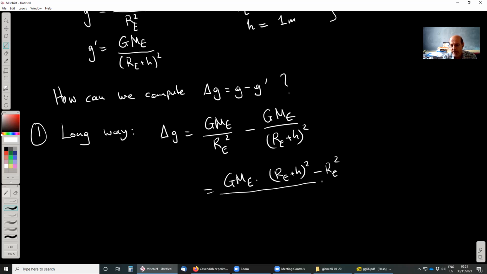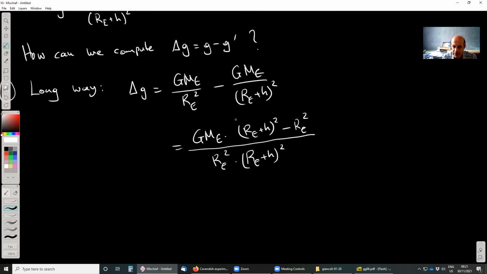divided by R_E squared times (R_E plus h) squared, right? Let me write it down like that, okay? So let me also take this inside the square braces. Okay, then we expand this part in here. Okay, so this is G times M_E. Let's see, if I do this expansion, I get like the binomial expansion plus h squared, and the first term just goes away.